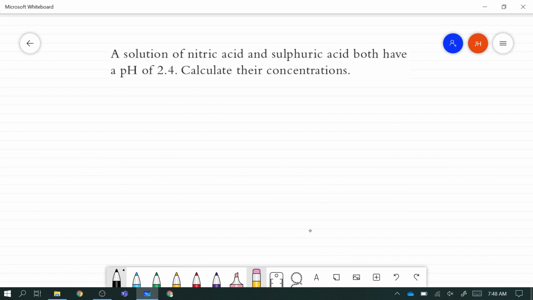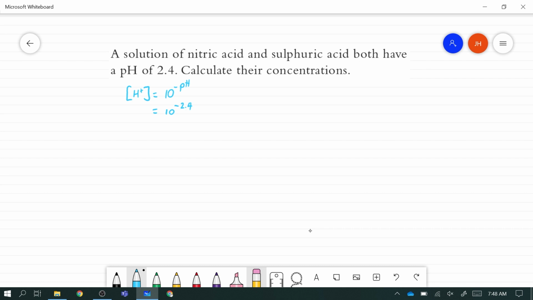So moving on to our second question, it's slightly more complex than the first. We're being asked to calculate the concentration of 2 solutions, a solution of nitric acid and sulfuric acid, and we know that they both have the same pH, which is 2.4. So the first thing that we can do is write down the equation that we're going to use. So concentration of hydrogen ions is equal to 10 to the power of negative pH. Because the pH is 2.4 for both solutions, that's going to be 10 to the negative 2.4.